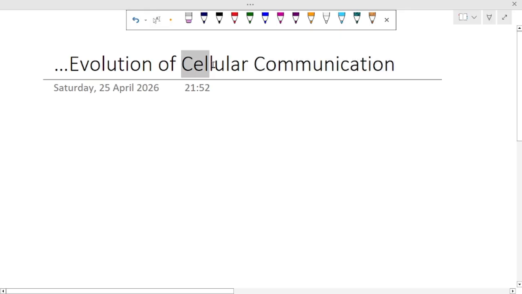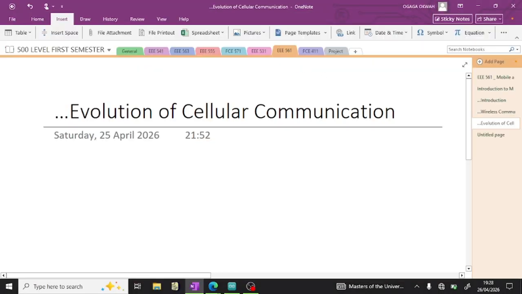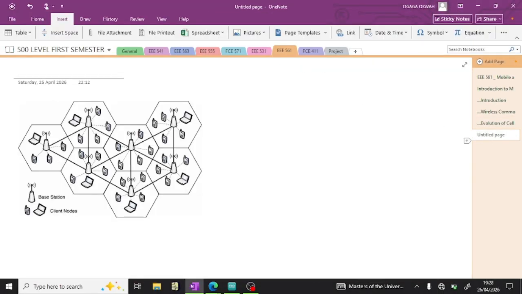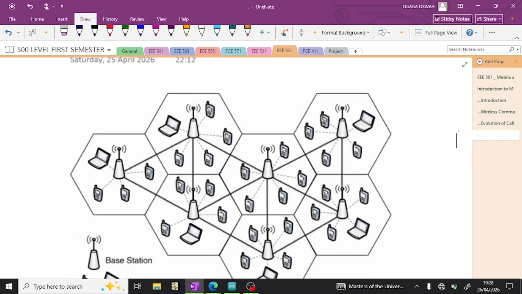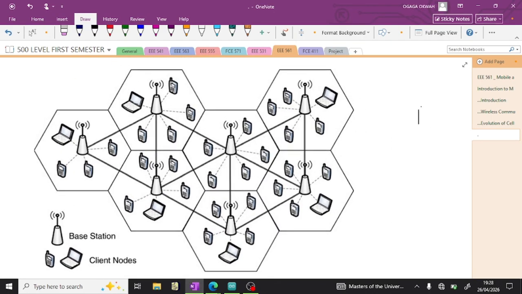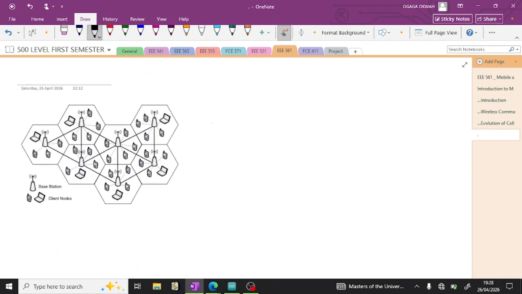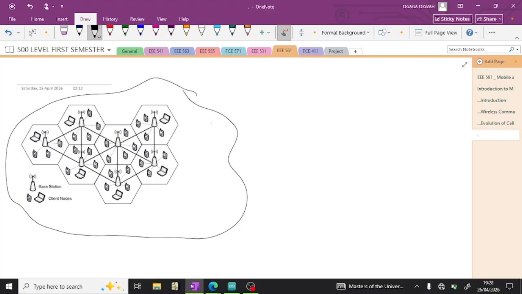Cellular, just think of this one: cell. A cell in communication has to do with what? I think I downloaded the picture for it right here. Good. When we talk about a cell, this is what we mean: a region. Look at it. Let's say this can possibly be a community, or maybe a state or something like that.